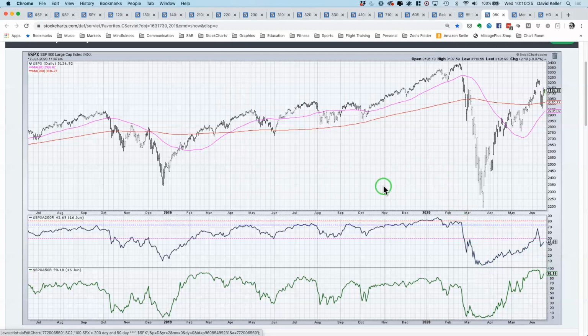If you look back at the last couple of years, you can see that when the percent of stocks above their 200-day moving average remains above 50%, that tends to coincide with bull market phases, which makes sense, right? If the S&P 500 is above its 200-day moving average, if it's making new highs and it's trending upwards, it would make sense that over half of the S&P should be participating in that uptrend, right?